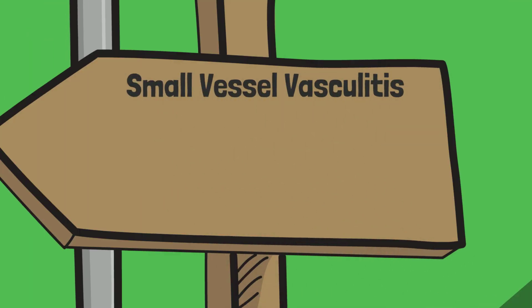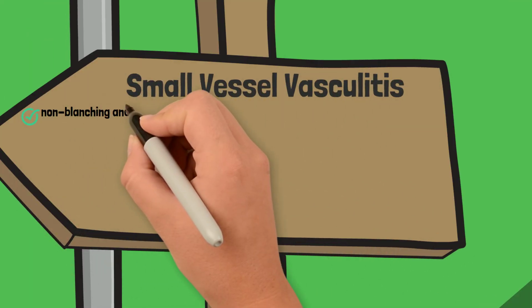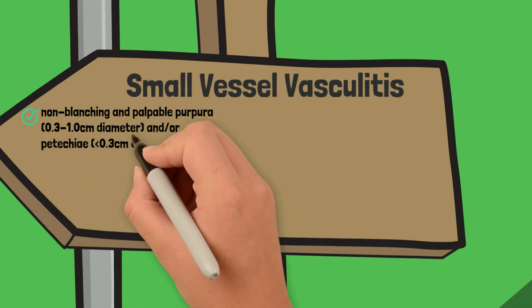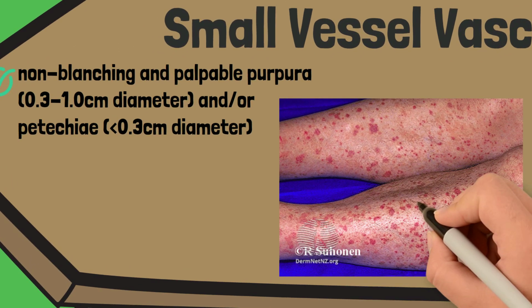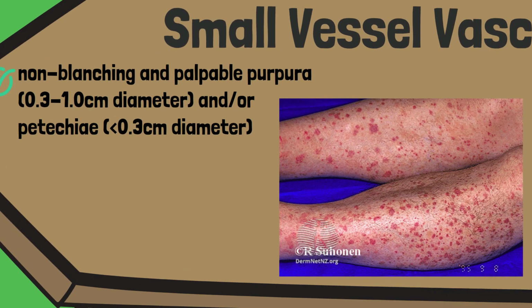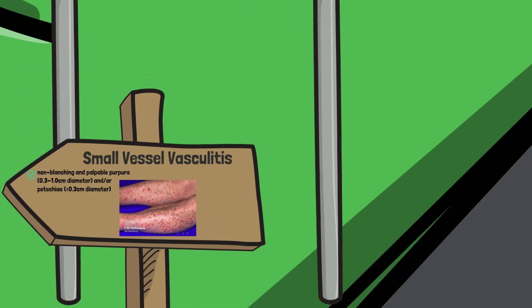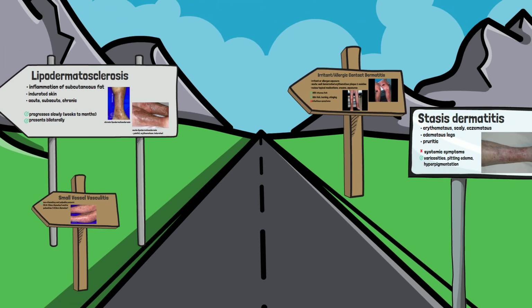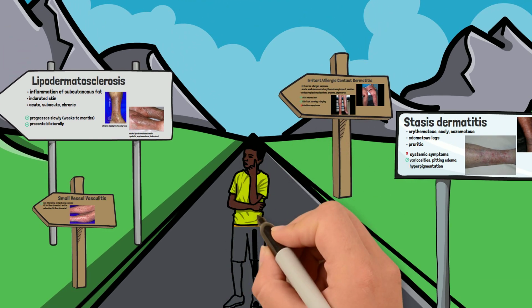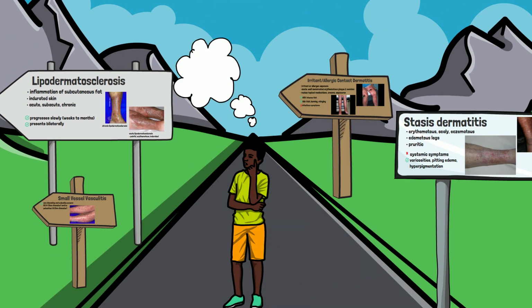Small vessel vasculitis will present with multiple non-blanching and palpable purpura and/or petechiae on the shins, which are absent in cellulitis. It is important to keep in mind that the patient may have more than one diagnosis at a time. Detailed history and skin examination will help you delineate the underlying causes.